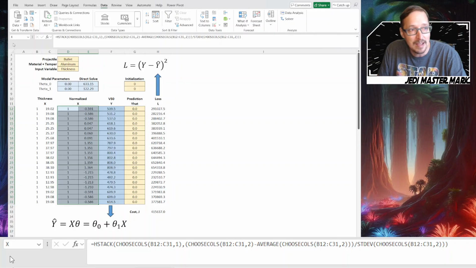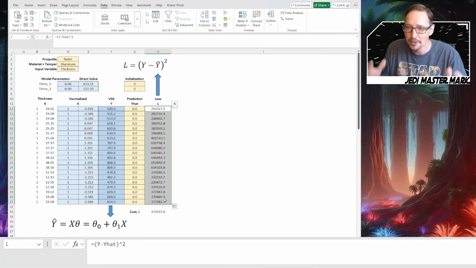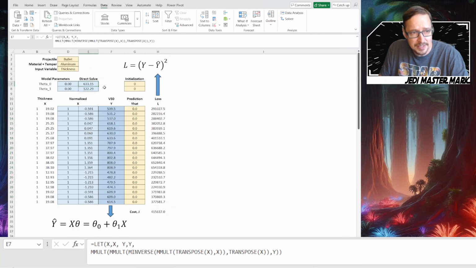I've actually named everything. So you see up above, we have X for this. This is named Y, so you can see that in the upper corner. I have this prediction column, which is Y hat, and a loss column, which is L. So I've named everything appropriately. And as you can see up here, we have this direct solve. So this is using linear algebra to directly solve for the model parameters.